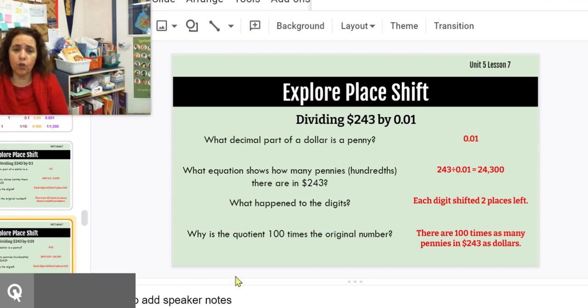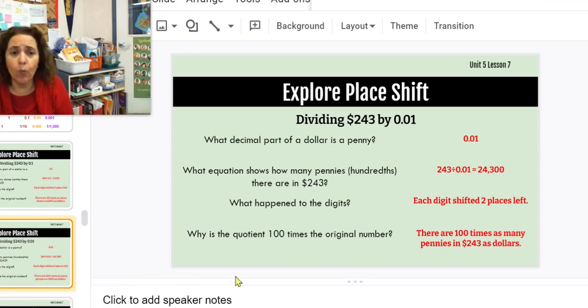So look at 243 divided by 1/100. So 1/100, right? What does this look like? That looks like a penny, right? So how many pennies are in a dollar? 100, right? So what's happening? I'm going to have to shift each of the digits 2 times to the left because there's 100 pennies. So it's like if I was multiplying by 100.